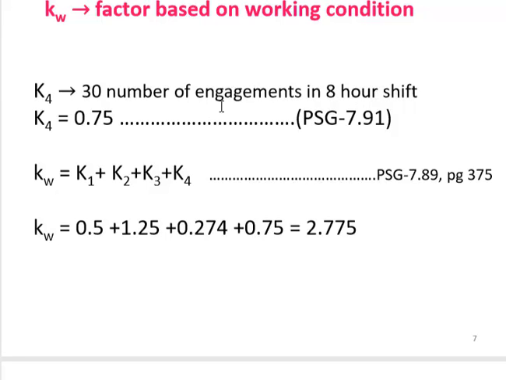Now the K4 factor depends upon the number of engagements in an 8-hour shift. During its working time of 8 hours, the particular clutch will be operated 30 times. So according to this number, 30 times, the K4 factor becomes 0.75, and the selection is done from the table shown in 7.91. When you add all this together, KW becomes 2.775.